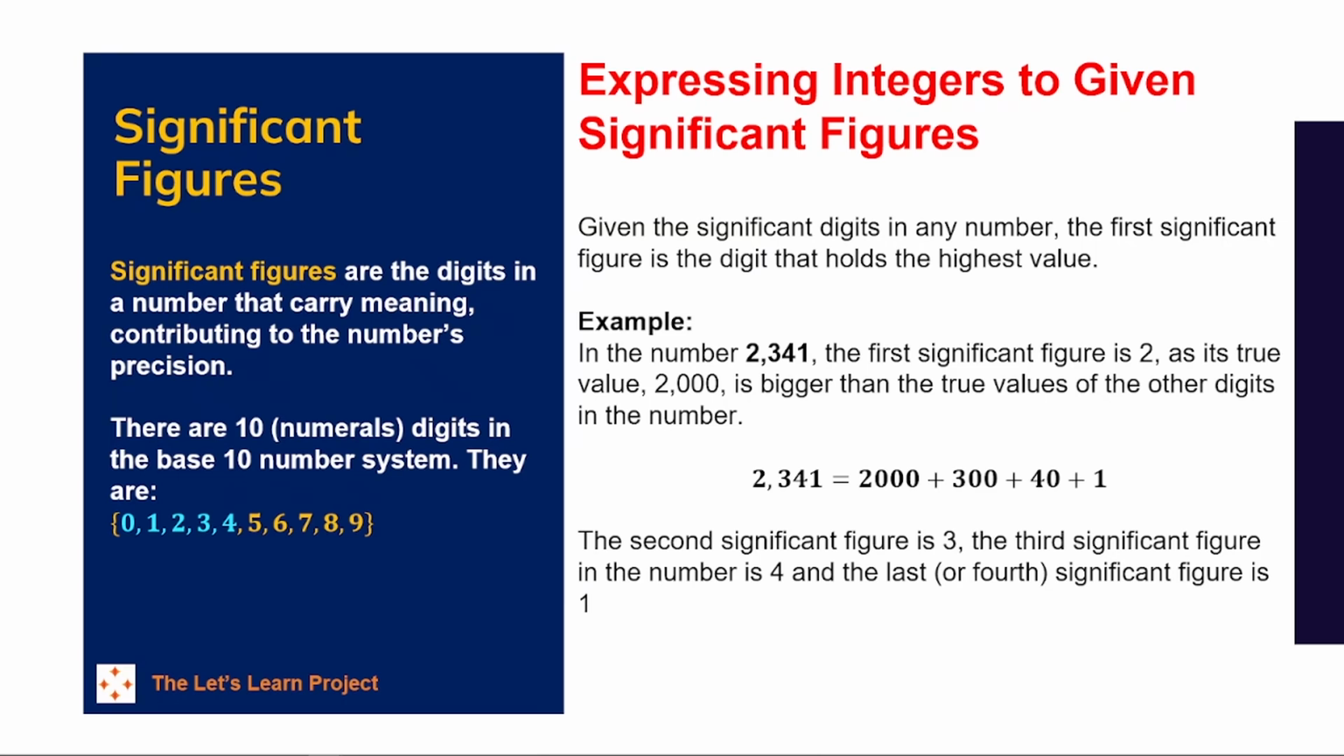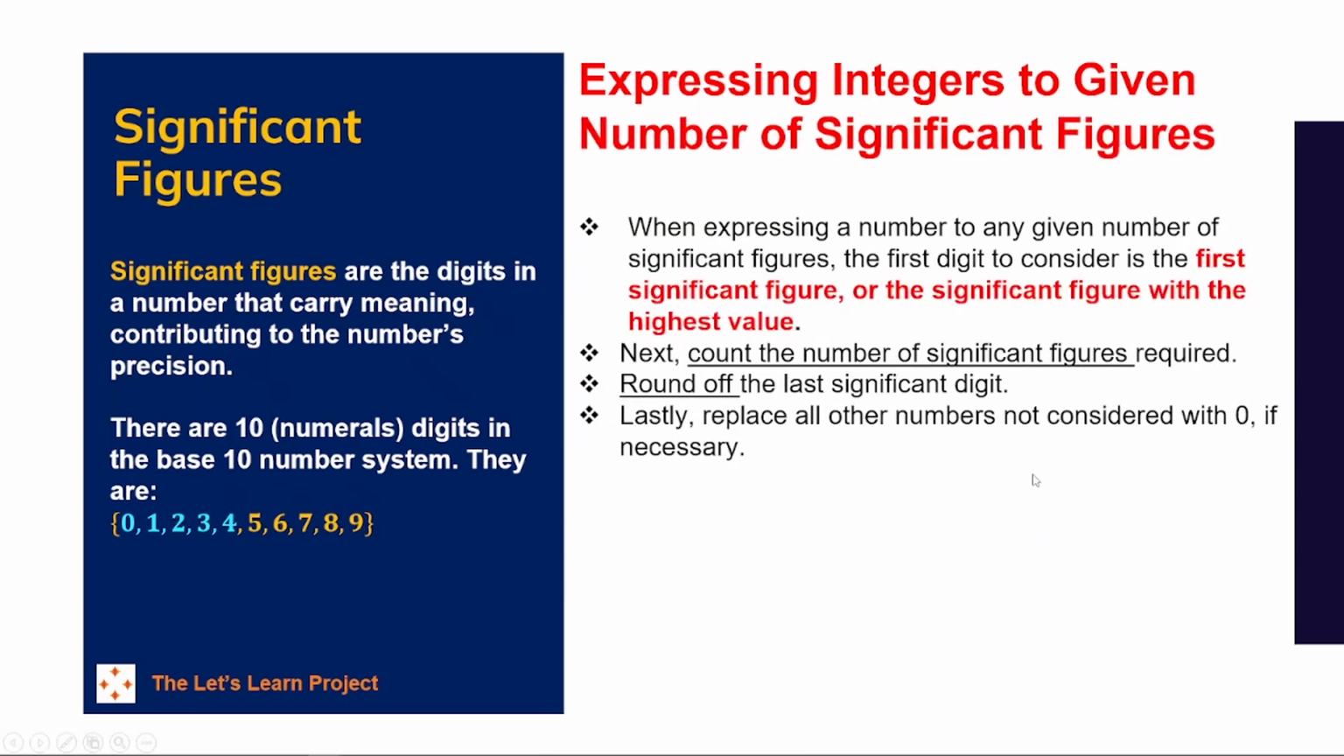So when we are looking at significant figures, or when we are considering the numbers one at a time, we first look at the number with the highest value. This is the reason why you need to understand place value before knowing how to express numbers to given significant figures.